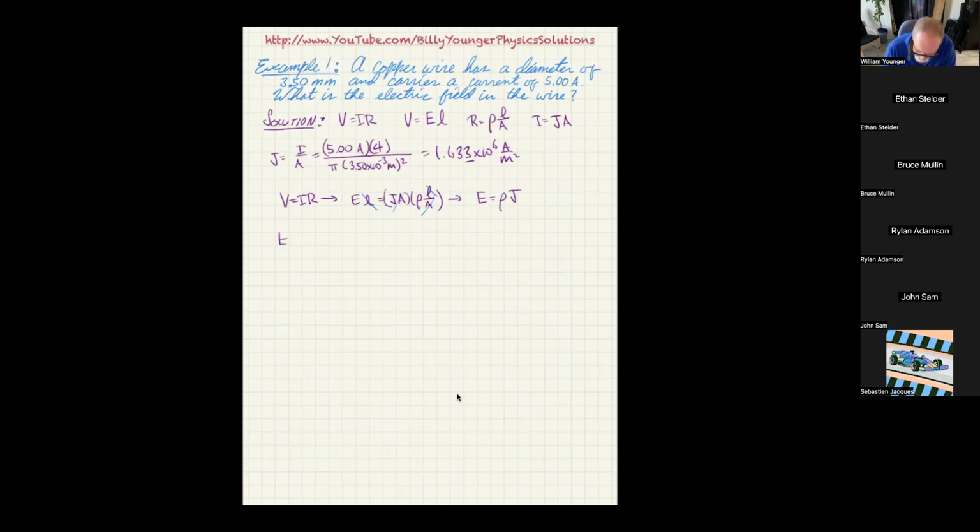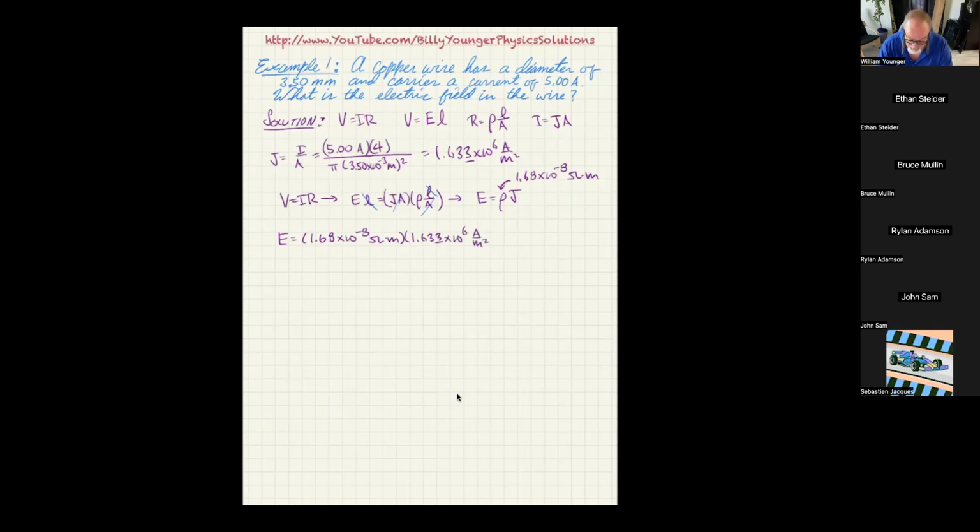So now I can take E and say it's equal to rho. Now, rho is the resistivity, and this is a copper wire. So rho is equal to 1.68 times 10 to the negative 8th ohm meters. That's in a table in our book. You could also Google it, but the main thing is the book gives you a table for a reason. So I'm going to put 1.68 times 10 to the negative 8th ohm meters, times J, which is 1.633 times 10 to the 6 amps per square meter.